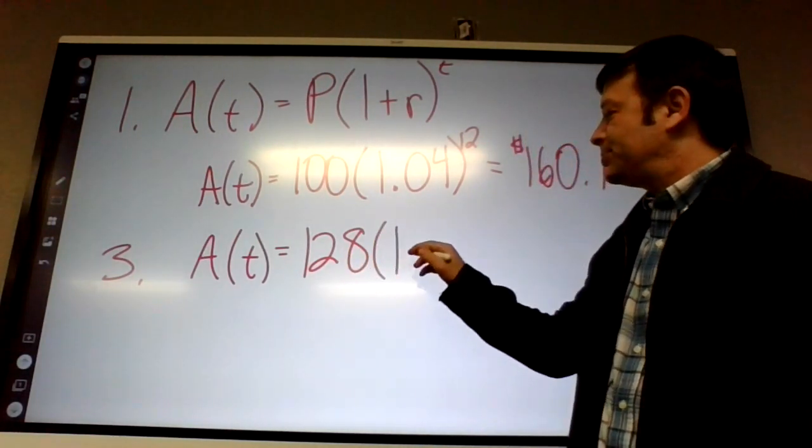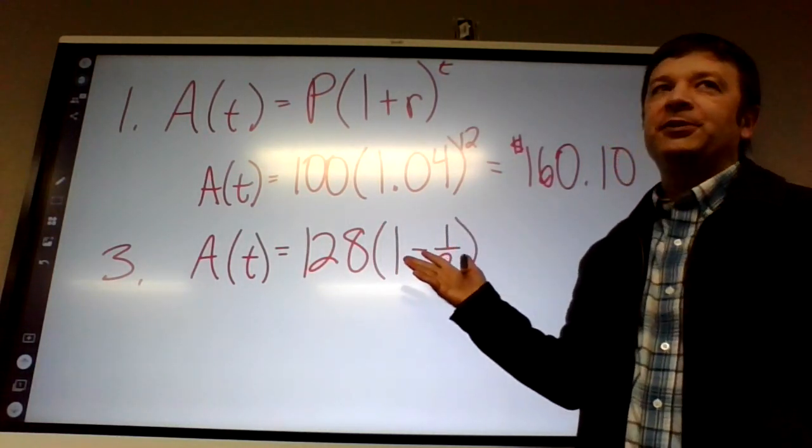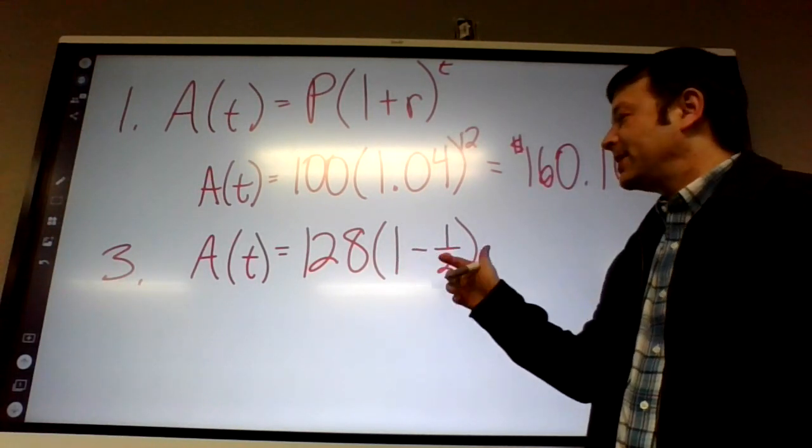so this one is dropping by, you could say 50%, but if it's dropping a half, what's 1 minus a half?